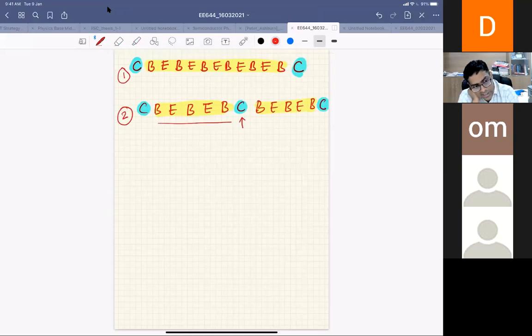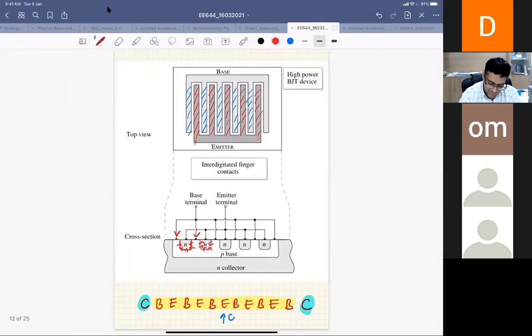So this is one of the commonly used techniques, and it is used widely when you design a very high emitter area bipolar junction transistor. You have to digitize your fingers, you digitize your width. So this is called interdigitated emitter fingers and base fingers.